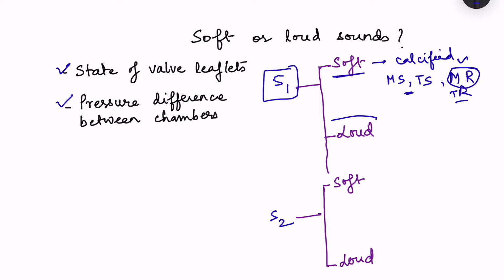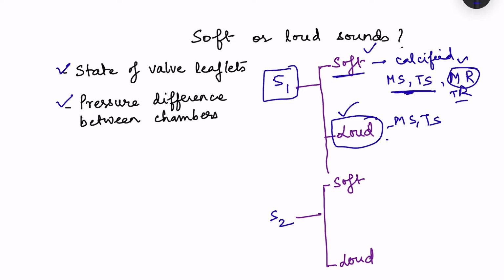However, loud S1 occurs in mitral stenosis and tricuspid stenosis. This is a little bit difficult to understand. Try to understand here that when the valves are calcified, which happens late in mitral stenosis and tricuspid stenosis, then we get soft S1. But during the early stages of mitral stenosis and tricuspid stenosis, we get loud S1, because the valves are sclerosed.